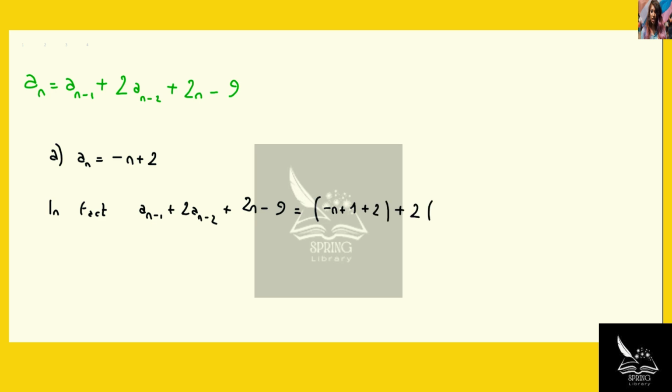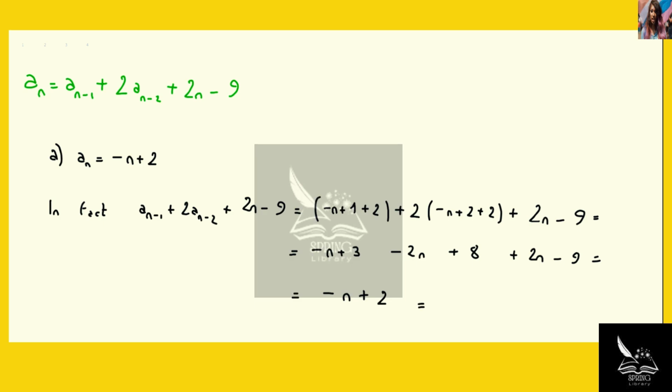So let's write this explicitly. We replace a_{n-1} with -n + 1 + 2, plus twice, and then again replace -n + 2 + 2, plus 2n - 9. Now we expand everything. We get -n + 3 - 2n + 8 + 2n - 9. And after summing everything, we just get -n + 2, which is exactly a_n in this particular case. So we have verified that the equation holds for this sequence.